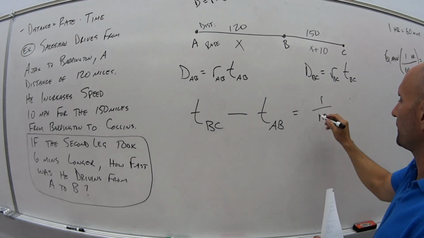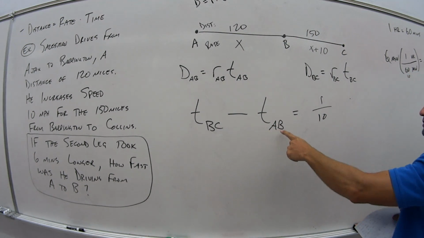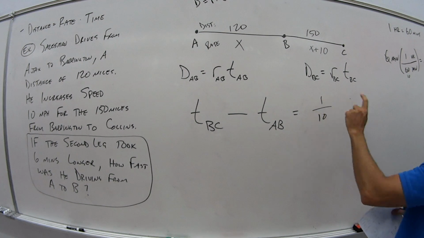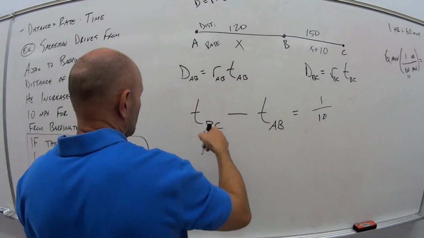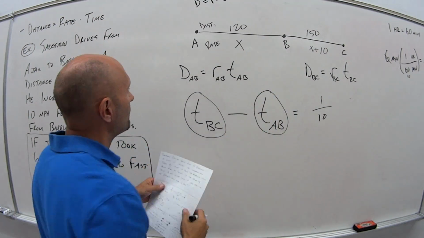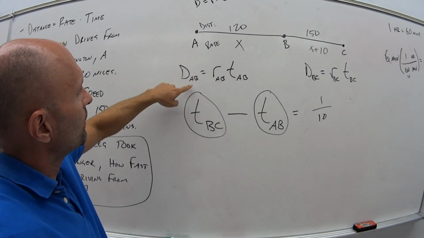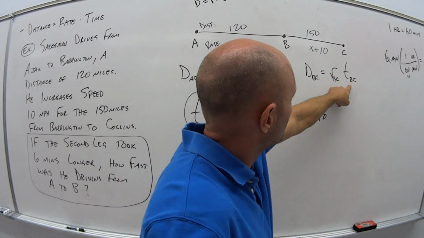So we know that the time from Barrington to Collins minus the time from Ajax to Barrington is equal to 1/10 of an hour. Now I need, what are these guys? I don't have any information about time. Everything else was given to me, but I know what? I know that the time from BC is what?